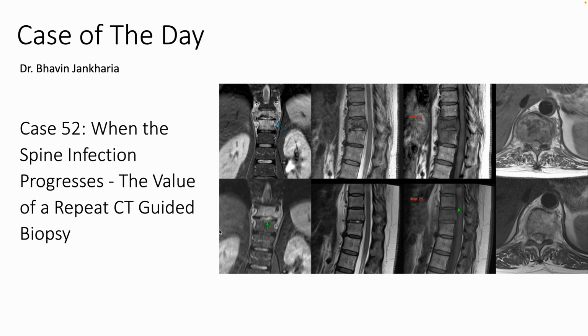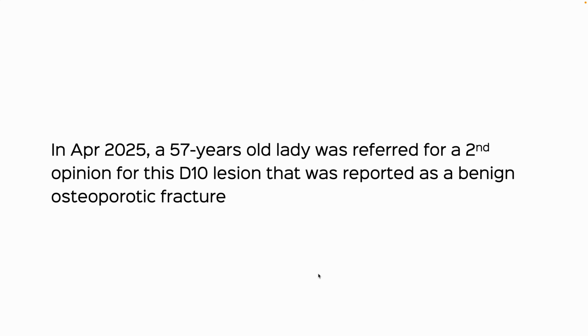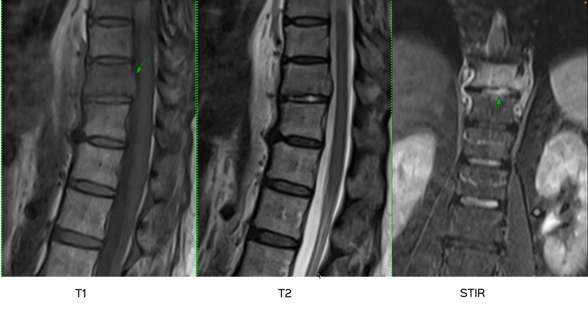So that's the title: when the spine infection progresses, the value of a repeat CT guided biopsy. So 3rd of April, and I'll put up the link to this, I did a COD. It was the 12th case, and I titled it benign osteoporotic or pathologic fracture, and I'd looked at two different cases that had come in on the same day. The one on the top was a benign osteoporotic fracture, but it was called infection. The bottom row was called benign osteoporotic, but the patient didn't improve and came for an opinion. I thought it was infection.